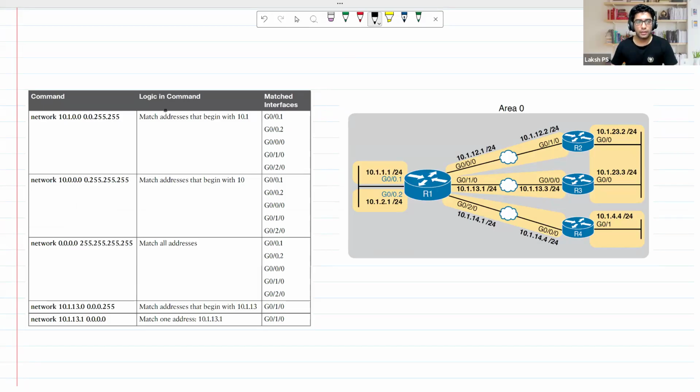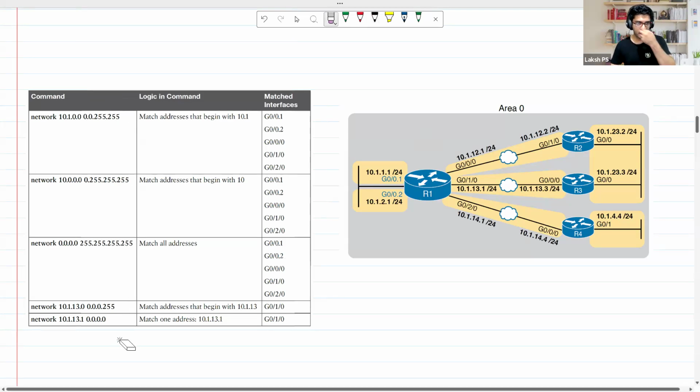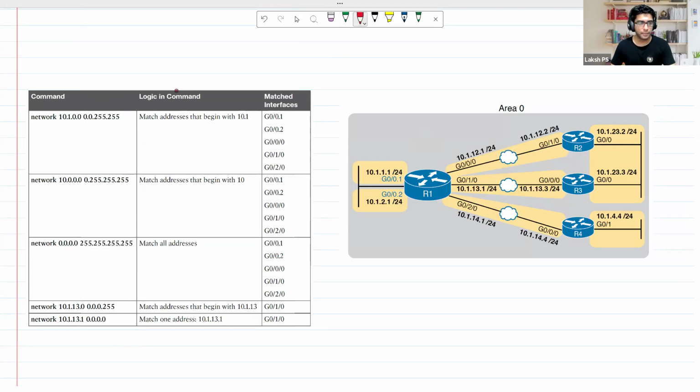Now, these are the network commands that we are going to look at, and these network commands are running on R1. So let's see what is happening. The first network command says 10.1.0.0 and wildcard mask 0.0.255.255.